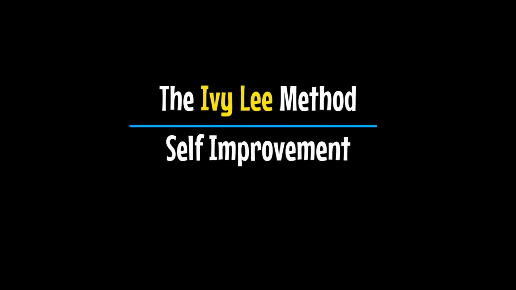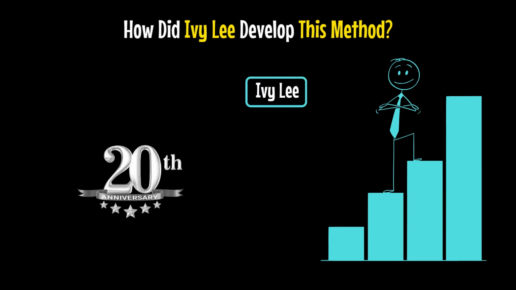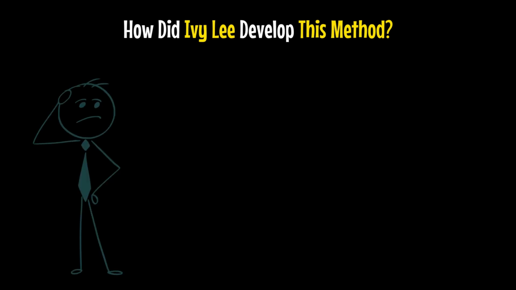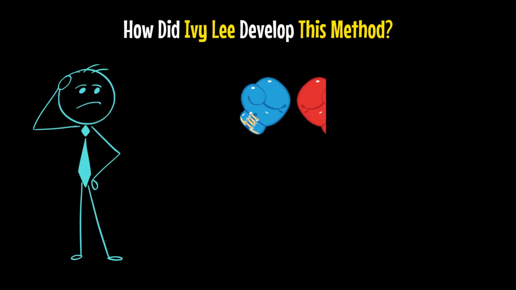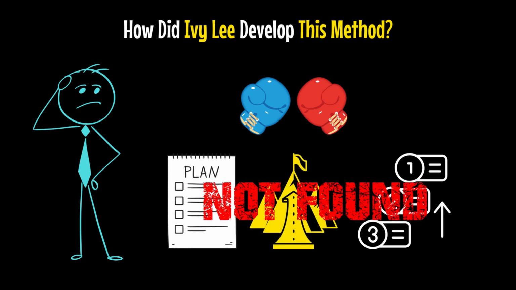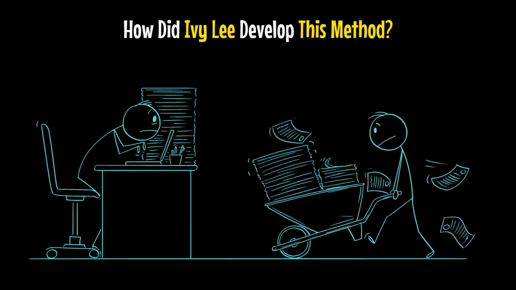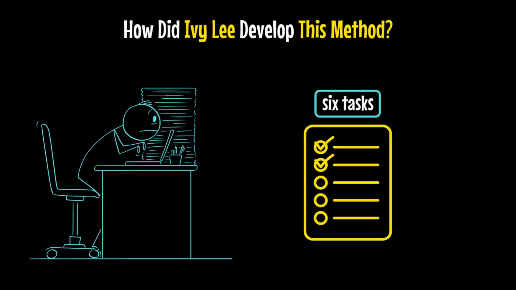The Ivy Lee Method. It was developed by American journalist and productivity consultant Ivy Lee in the early 20th century. Lee believed that the main enemies of effective work were the lack of a plan, insufficient focus, and poor prioritization. He also emphasized that productivity does not require overloading oneself with tasks. Identifying 6 key tasks and completing them sequentially is enough.